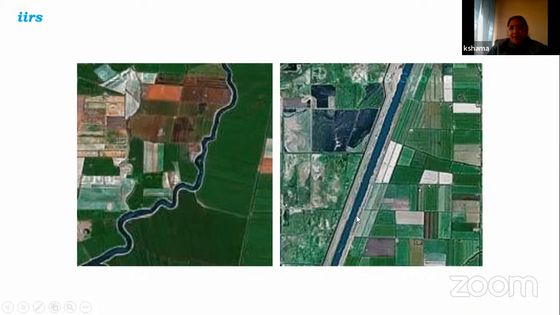But here, the pattern of this and its association with the road and other parameters help us to identify it is a canal. So this way we can identify different features on remote sensing images.